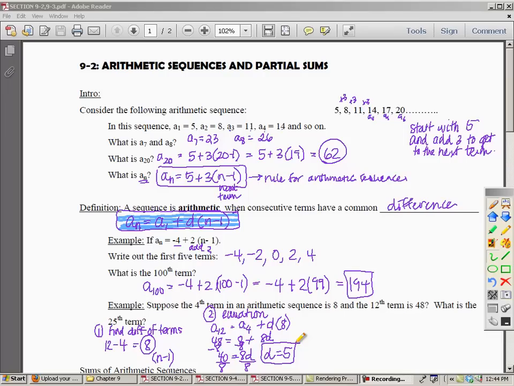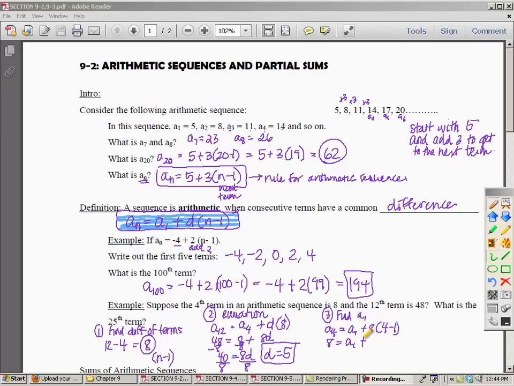Well, now the question is, can I find the first term? Well, sure. If I find the first term, pick any term you want. I don't care. I'm going to go with the 4th term because it's smaller numbers. What I know is that the 4th term is the first term plus the difference times 4 minus 1, because 4 is the term I'm working on. Okay? So the 4th term is 8 equals the first term plus, what, 8 times 3.